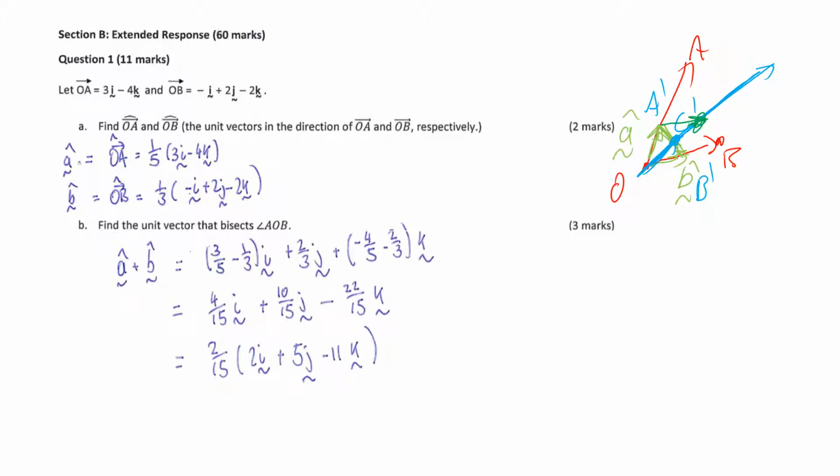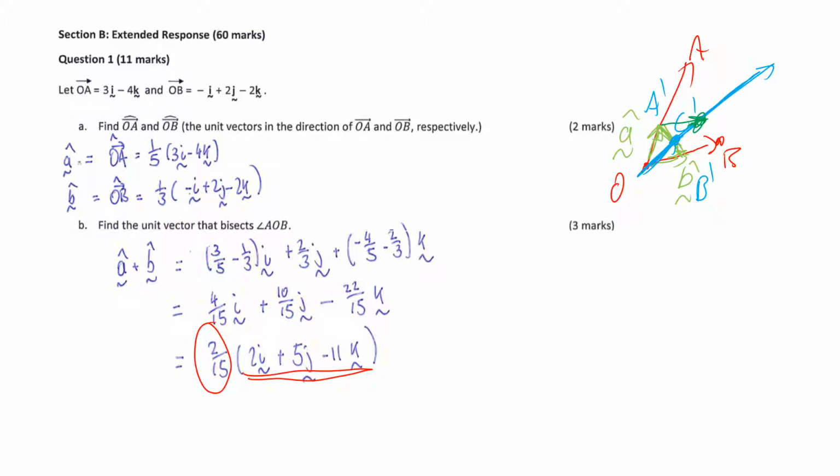And that's all I need. That's all I'm doing here. So the sum of the two leads us to a vector of a particular length that happens to bisect AOB. That's great, because the advantage of factoring out the 2 on 15 means I can just focus on these nice integer values, and I can focus on a vector that's a multiple of 2i plus 5j minus 11k that's of unit length.